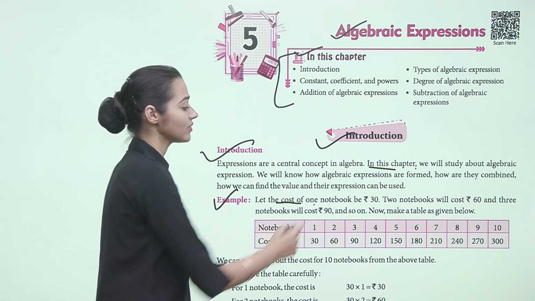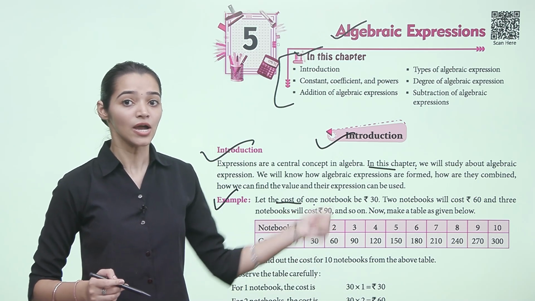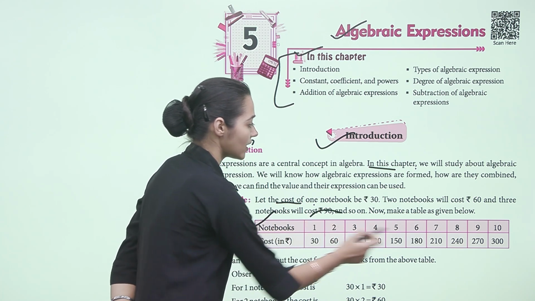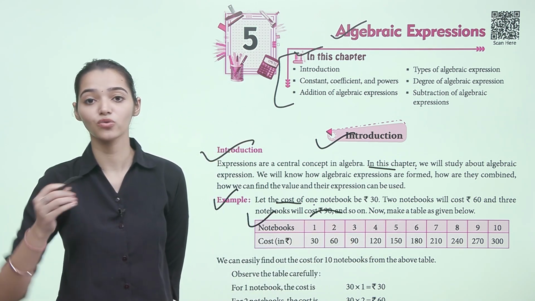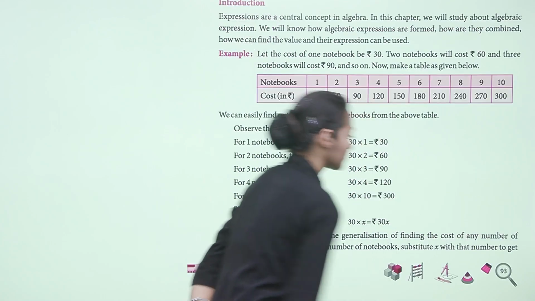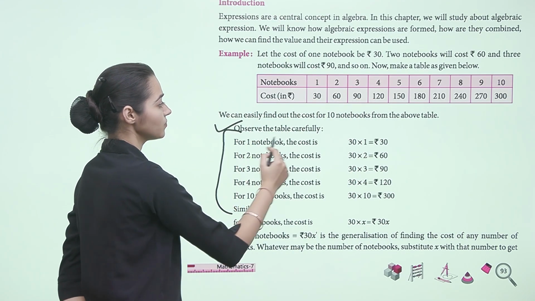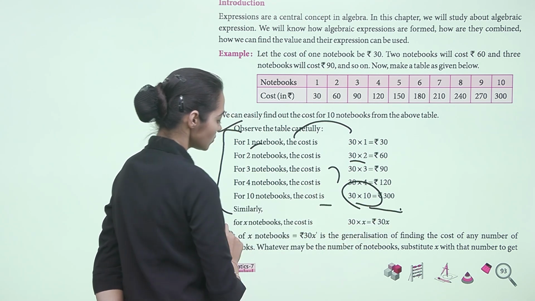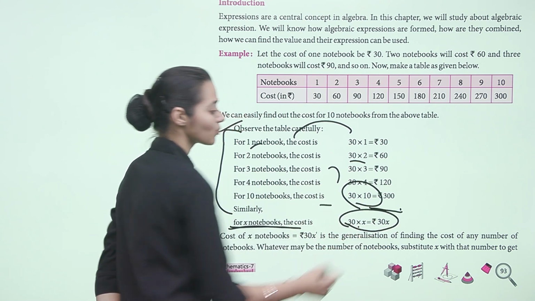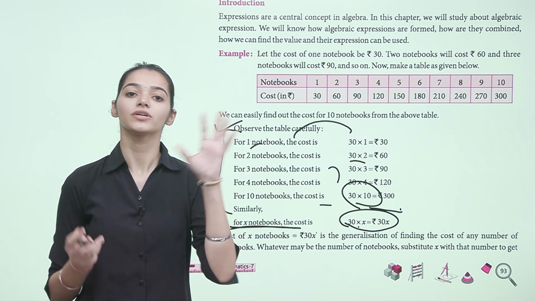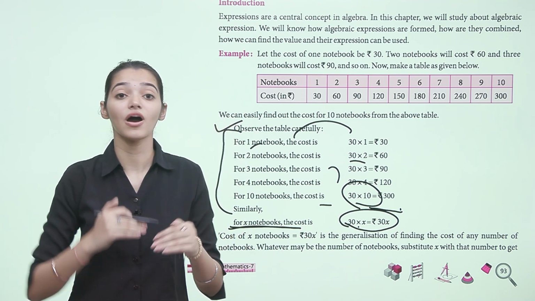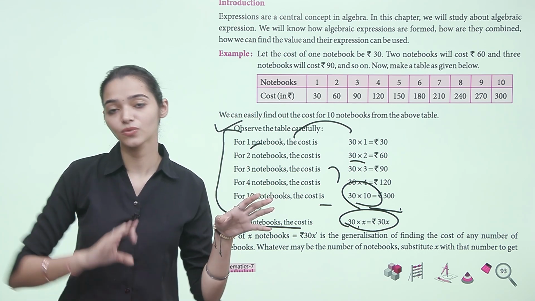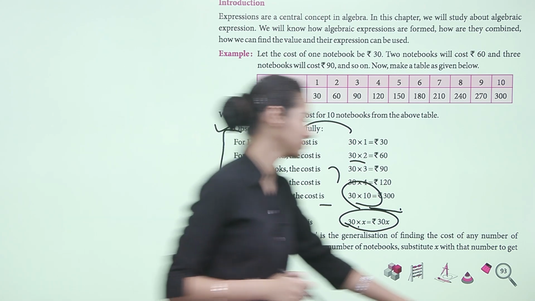Now here's our example. Here we have to find the cost of notebooks. 2 notebooks will cost 60, 3 will cost 90 and so on. So here are the notebooks and here are their costs. Now we can easily find out the cost of 10 notebooks also. Observe this pattern: for 1 notebook 30 into 1, for 2 it is 30 into 2, and so on up to 10 it's 30 into 10. So for x notebooks the cost will be rupees 30x. That means it is our generalization of how we can find the cost of any number of notebooks. Whatever the number of notebooks may be, we will substitute x with that number to get the value.